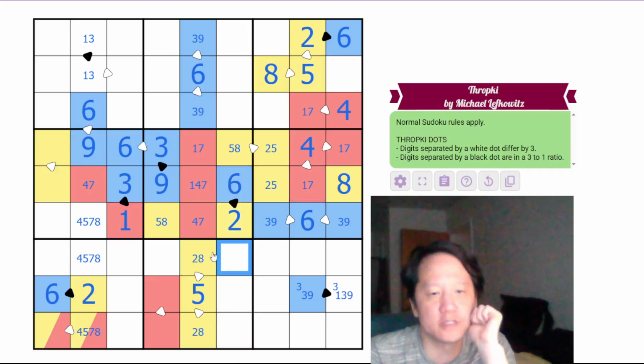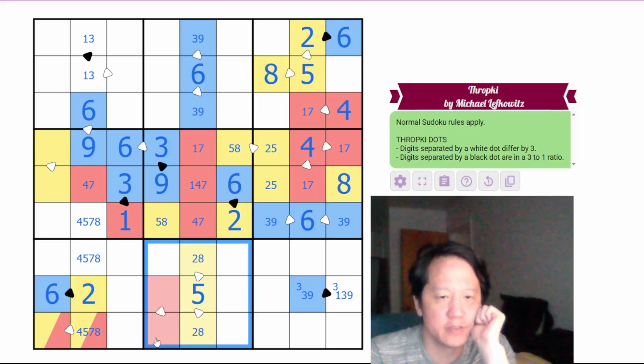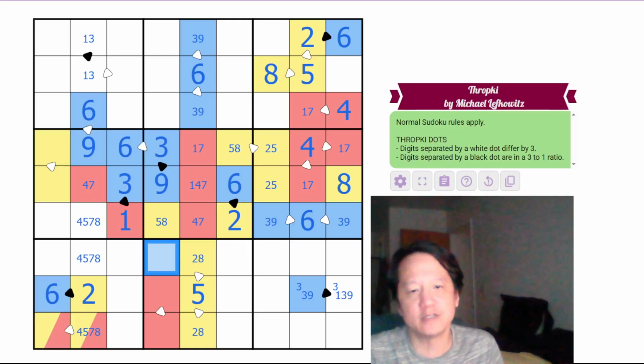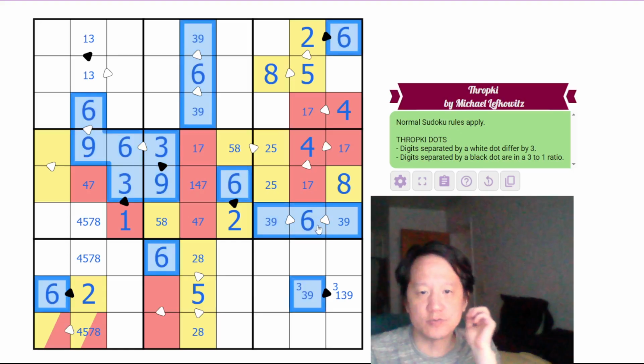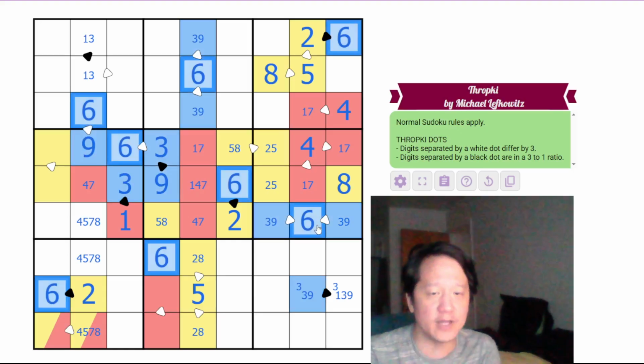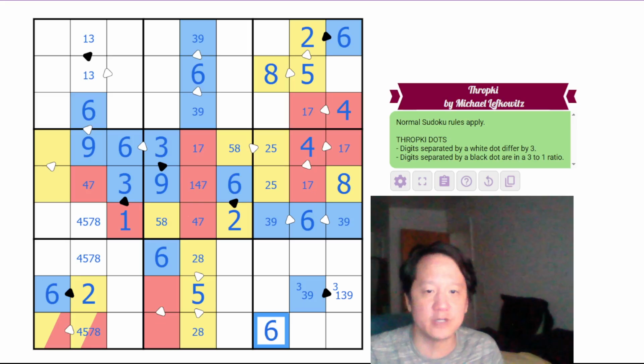Where is 6 in this lower central box? Can't be here because of 6 in the column, so it has to be here, and this is 6. Where is 6 remaining? We have 8 6s. We know where the last 6 has to be. It has to be there. Okay.